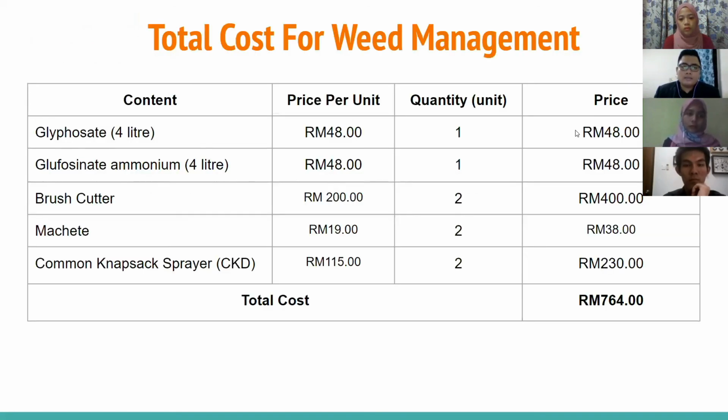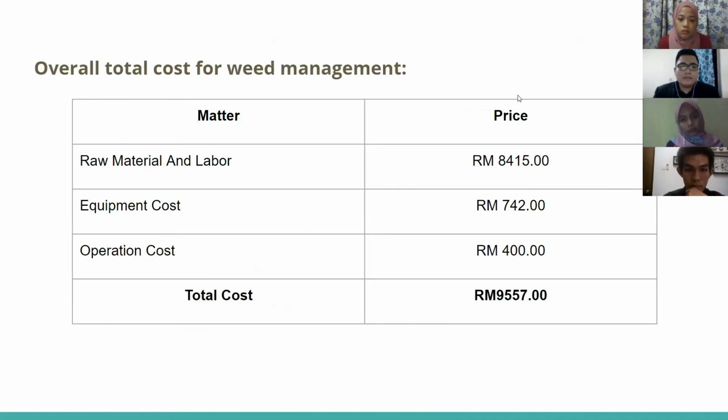Then the total cost for weed management. The methods that we use in this weed management are glyphosate, glufosinate ammonium, brush cutter, machete, and common knapsack sprayer. So the total cost of these materials is RM 764. I'm sorry. Okay, so next is the overall cost for weed management for our project. The overall cost includes raw material and labor, equipment cost, and operation cost. So when all of these costs are totaled up, it will be RM 9,557.